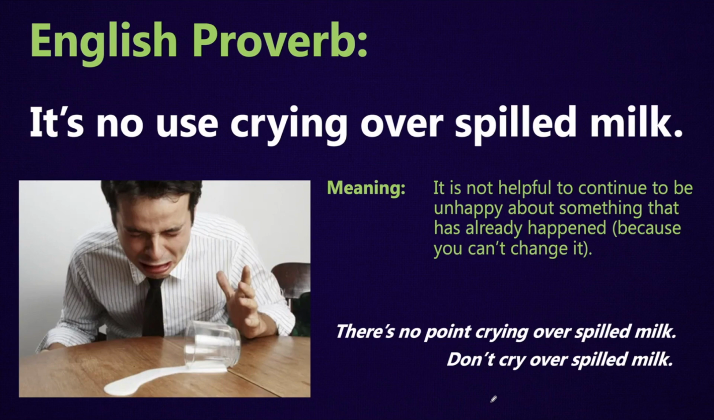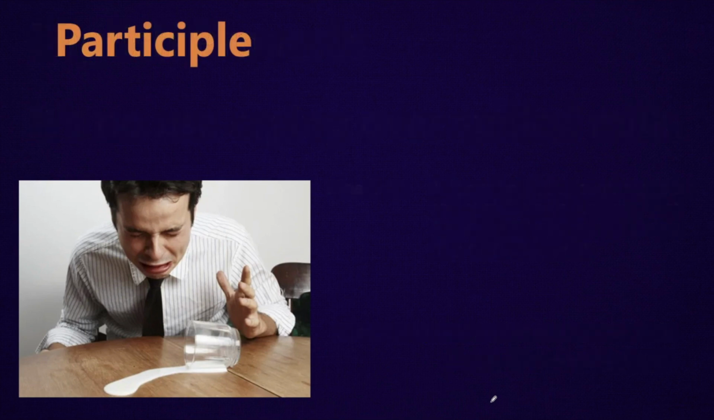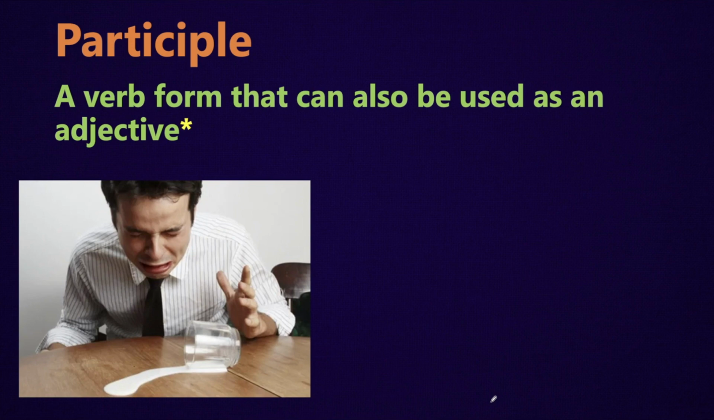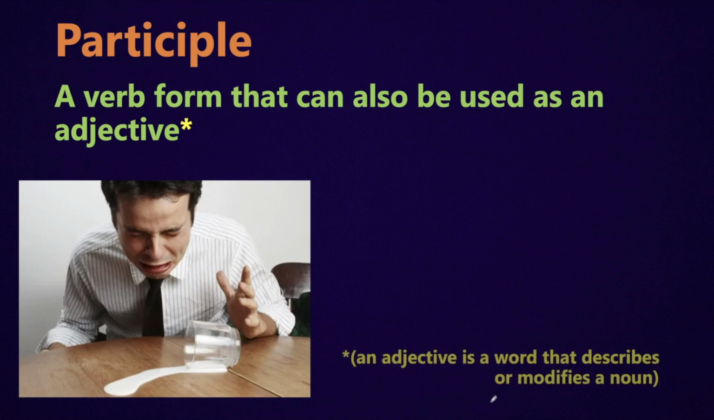Now, what does this have to do with participles? Well, in this proverb, we actually have two participles, crying and spilled. But what is a participle? A participle is a verb form that can also be used as an adjective. Now, if you're not sure what an adjective is, it's a word that describes or modifies a noun.